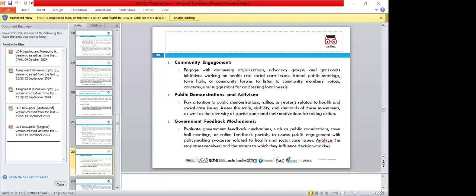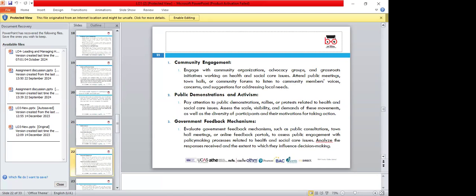Community engagement. We spoke about this. Engage the community, very, very important. Engage with community organizations, advocacy groups, and grassroots initiatives working on health and social care issues. Attend public meetings, town halls, or community forums to listen to community voices, concerns, and suggestions for addressing local needs. You understand it? Okay.